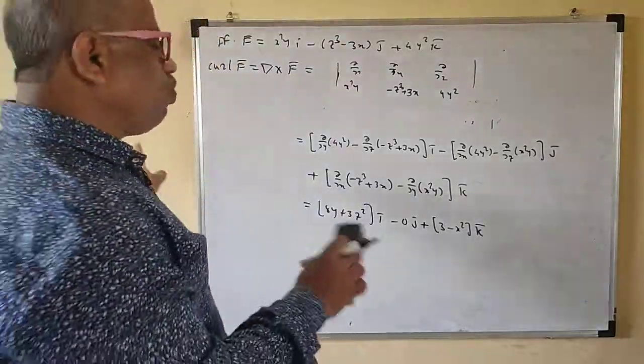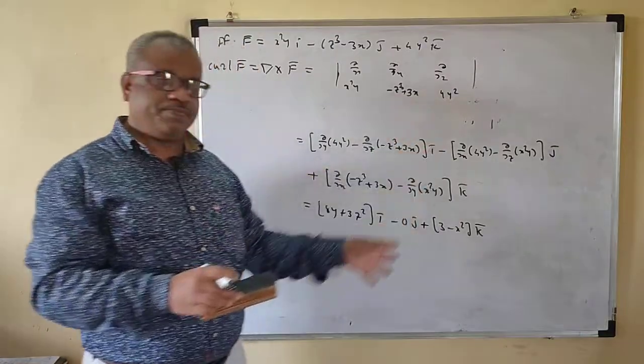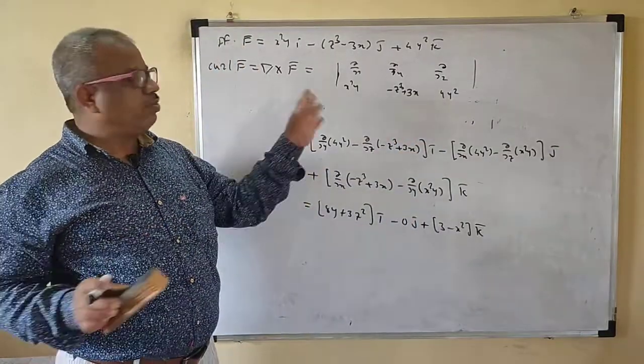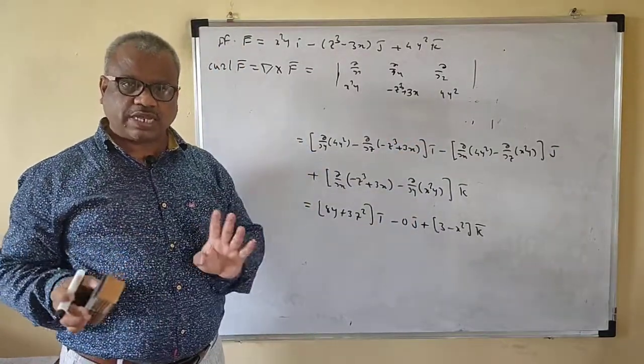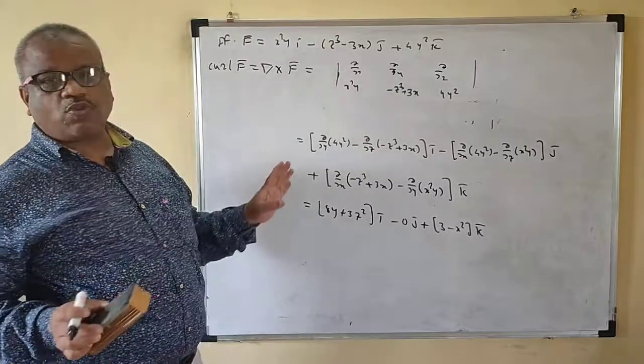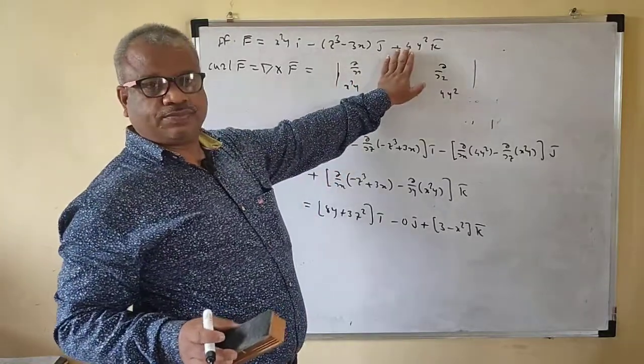So there is no need to find the curl of the vector in this way. Just check only one or two components, the first component, second component, or third component. If you want to find the second component, just drop this.